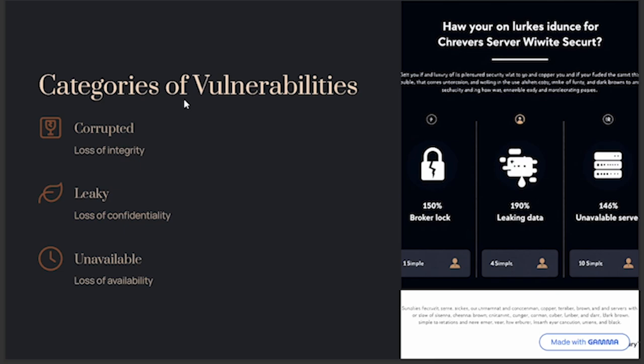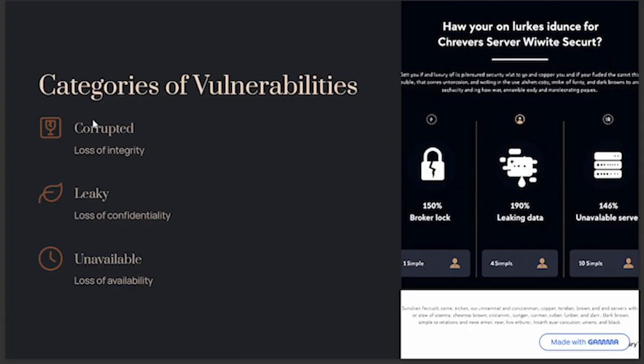Let's look at the categories of vulnerabilities, and then we'll know the meaning of cyber threats and vulnerabilities in a simple way. The first category of vulnerabilities has to do with data being corrupted. That is loss of integrity, which is also in line with the CIA triad: confidentiality, integrity, and availability. So when data is being corrupted, there is loss of integrity.